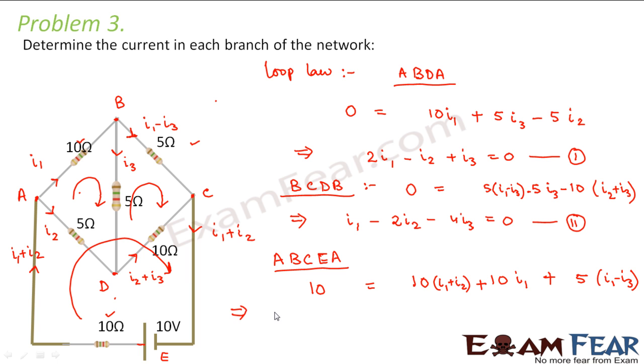Now if you solve this, you will get another equation, that is 5I1 plus 2I2 minus I3 is equal to 2. So this is my equation 3. Now you have these three equations 1, 2 and 3. Using these you will solve this problem.